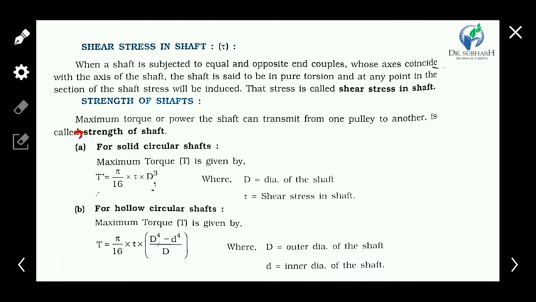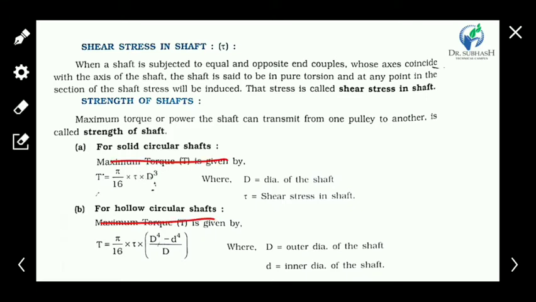Shaft is transmitting the power, so the maximum torque or power that can be transmitted by the shaft from one pulley to another is called the strength of shaft. So the strength of shaft is defined by the maximum torque or power that should be transmitted by the shaft. According to that, we define the strength of shaft.